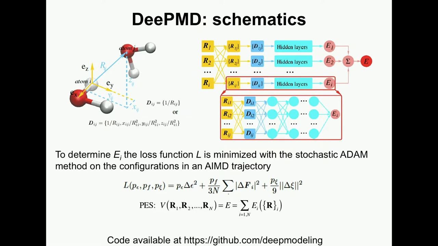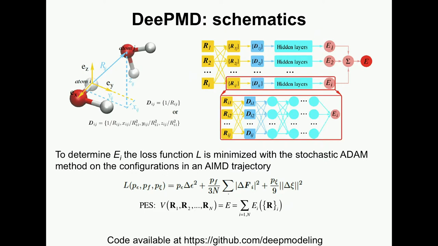So this is the schematic of how this works. These coordinates are transformed into this descriptor for each atom. These are all the atoms in the system, and then we have the descriptor of the environment of this atom. They go through a series of hidden layers in the network, with a sequence of well-defined linear and nonlinear transformations that depend on the weights, on these parameters, and the parameters that define the network are optimized by optimizing this loss function.